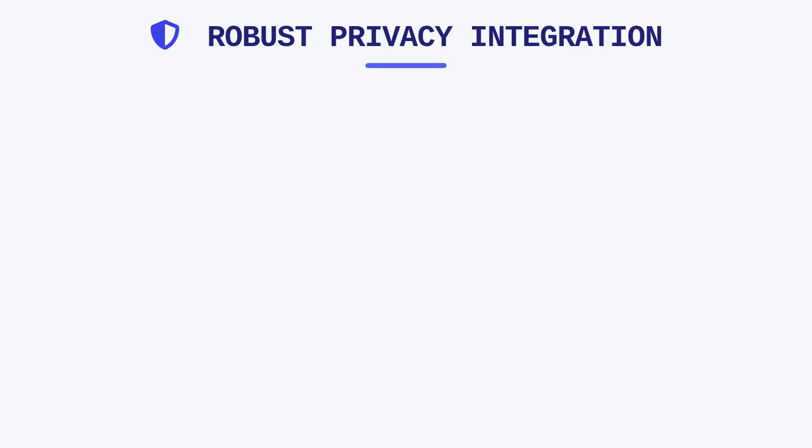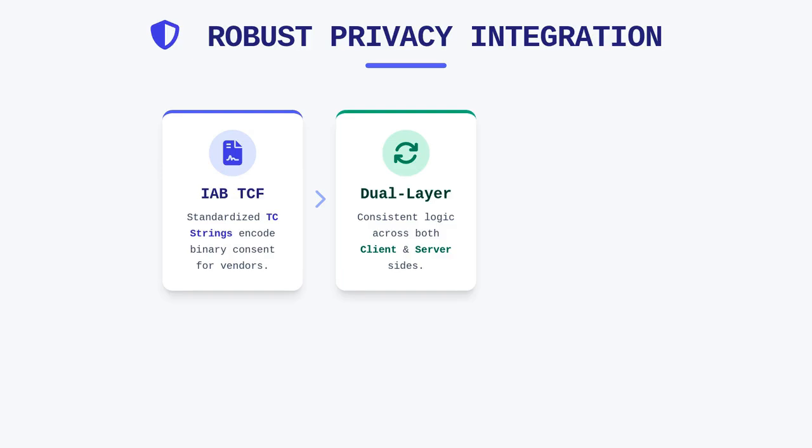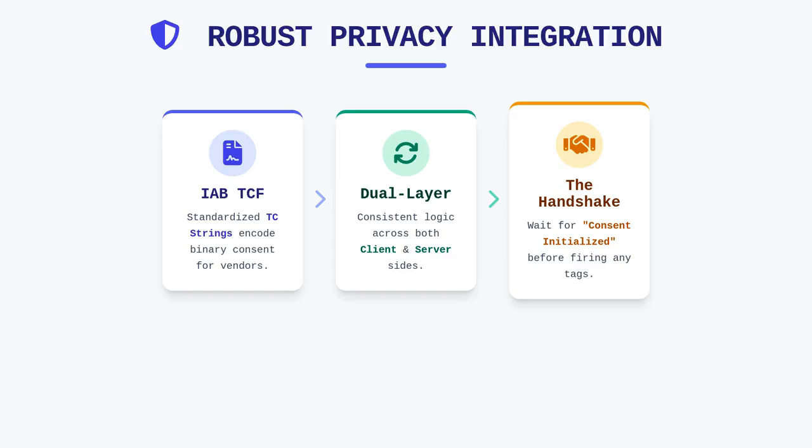To build a robust integration, you should interface with industry standards like the Interactive Advertising Bureau Transparency and Consent Framework, which defines a standardized way to communicate user choices across the ad tech ecosystem. The framework uses a binary string, often called a TC string, which encodes binary representations of consent for specific purposes and vendors. Your architecture needs to interpret this string on both the client side and the server side to maintain consistency. On the front end, your tag manager must be configured with triggers that wait for a consent initialized event before firing any marketing tags.